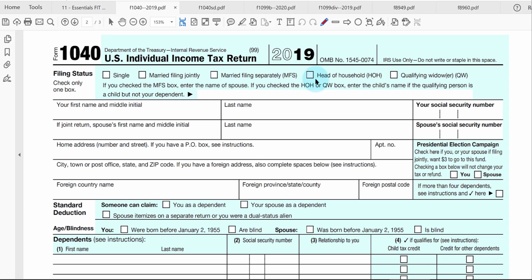This is part 3 of our Chapter 11 video lecture, where we're going to be looking at the tax forms and schedules and worksheets to report capital gains and losses. So we're all familiar with this Form 1040 form we've been preparing throughout the semester.